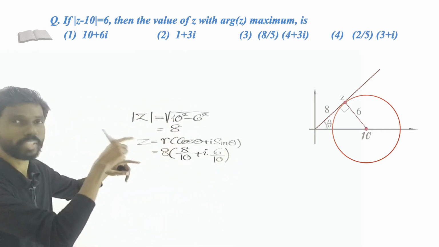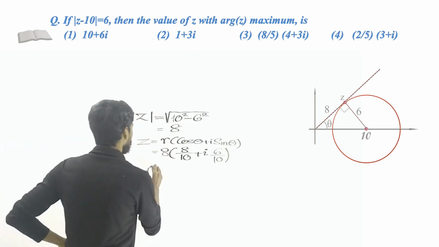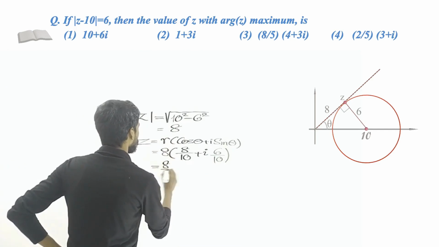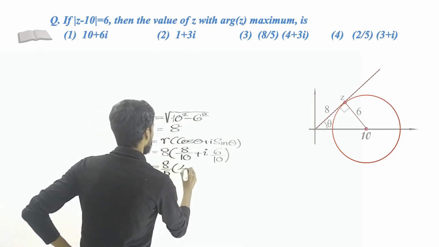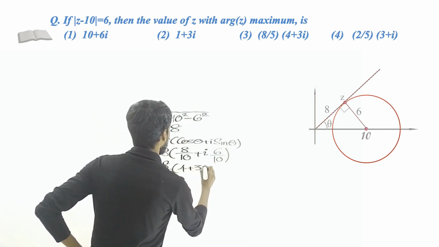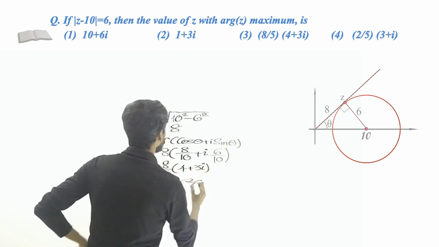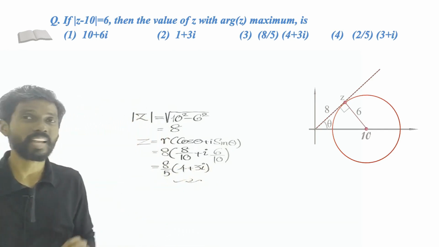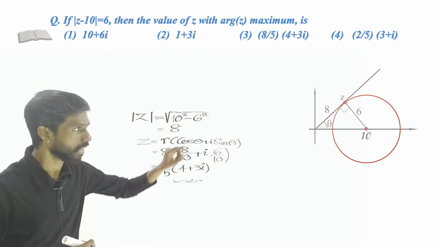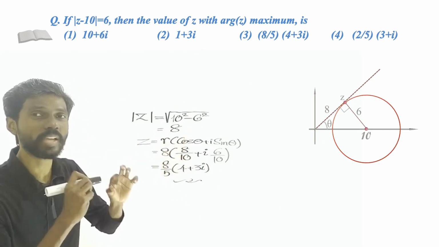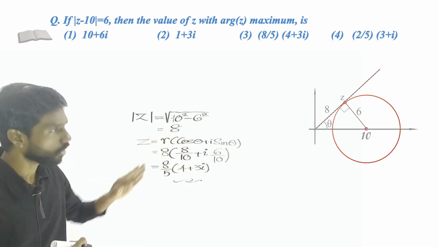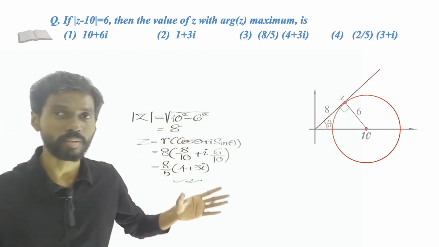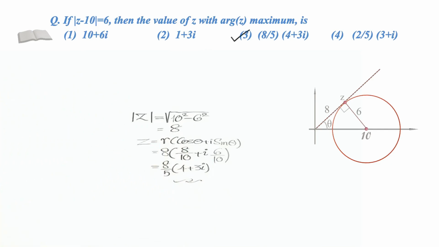I mean, the point of contact of the tangent. So what do you get? 8 by 5 multiplied by (4 plus 3i). That is our required answer. 8 by 5 multiplied by (4 plus 3i) is the complex number lying on the circle which has the maximum argument. So draw the tangent, and the point of contact will have the maximum argument. So that is the answer.